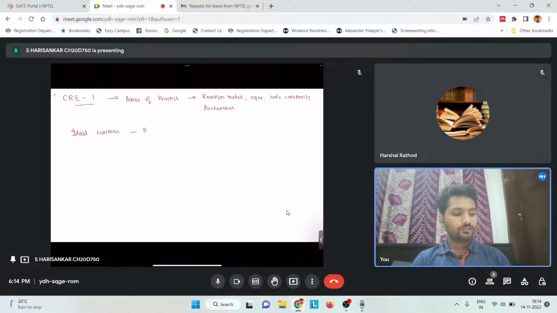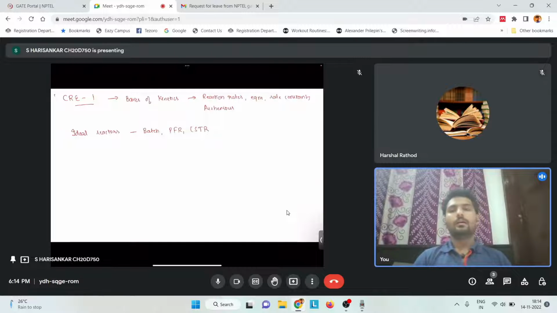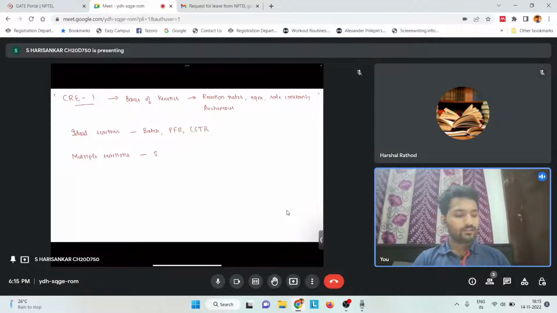So basically, batch, PFR, and CSTR. We looked into how we can derive the basic design equations for these reactors, and how we can represent their conversion graphically. So we looked into those kinds of things with regards to ideal reactors. Then we looked into some concepts like multiple reactions, like basically reactions in series and parallel.